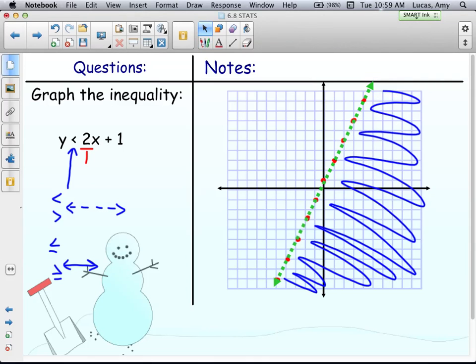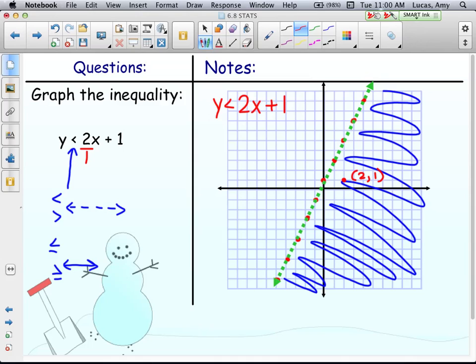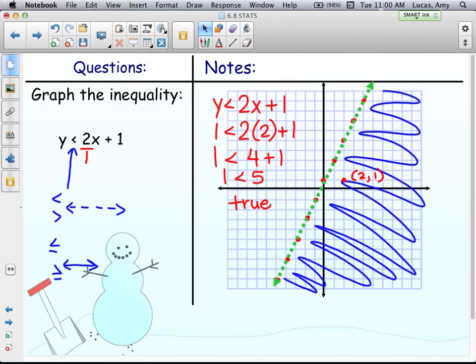And I can plug in a test point to make sure that I've shaded correctly. So here's my original inequality. My test point, I'm going to go with, let's say this point right here. This point is 2, 1. So x is 2 and y is 1. I'm going to check and make sure that this is true. 2 times 2 is 4, plus 1 is 5. 1 is less than 5 is true. So I have shaded the correct side of this inequality. So this is a review of graphing one linear inequality.